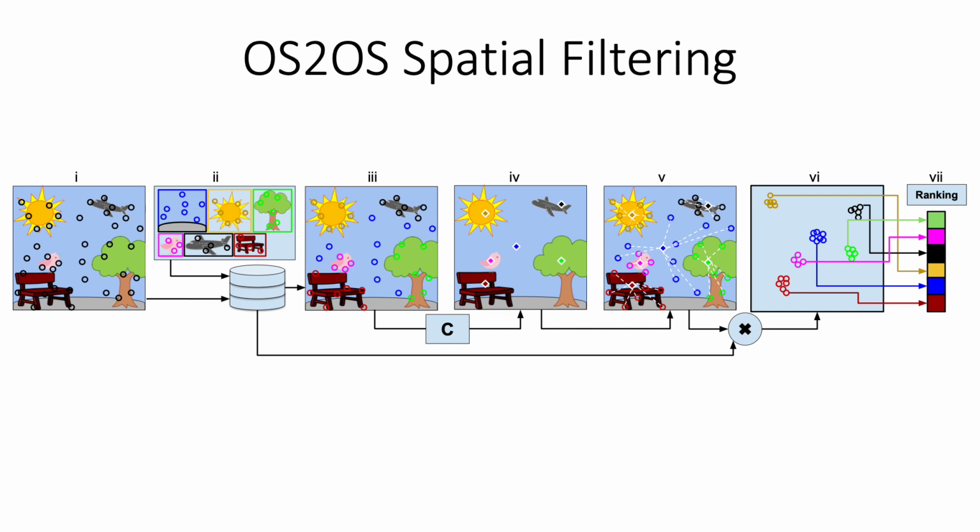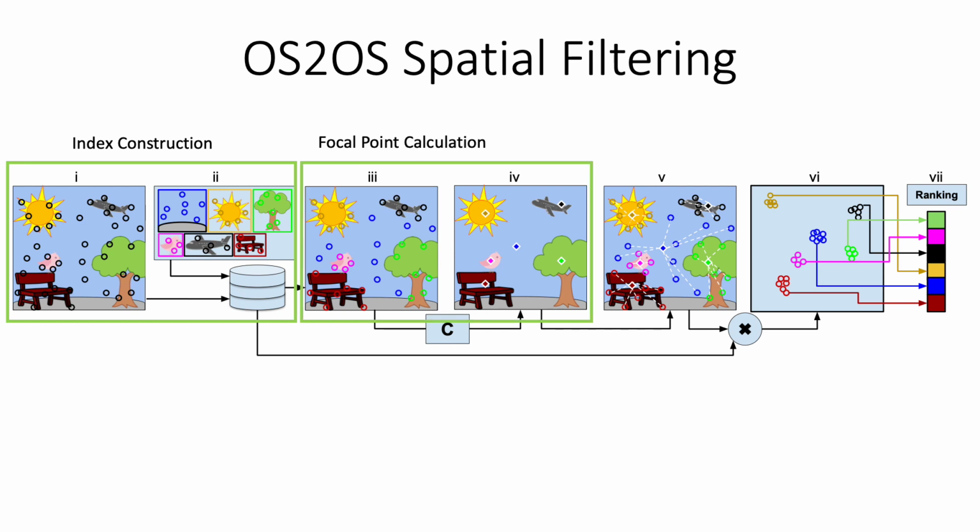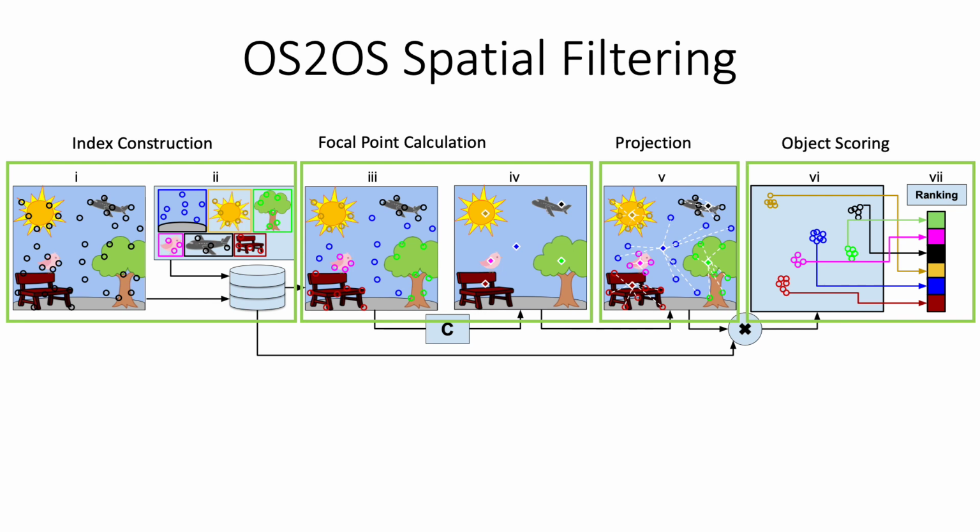We propose OS to OS spatial scoring. This is a multi-part type of re-ranking algorithm which first takes the local features and partitions them based on which images they belong to in a given set of results. We then take those partitions and use them to find a focal point. After calculating this focal point, we use it to reproject the features relative to their locations in the query image. Once the features are reprojected, then we cluster and score them at the very end.